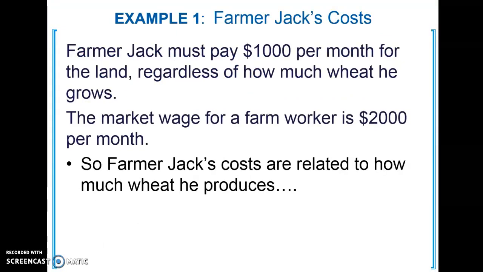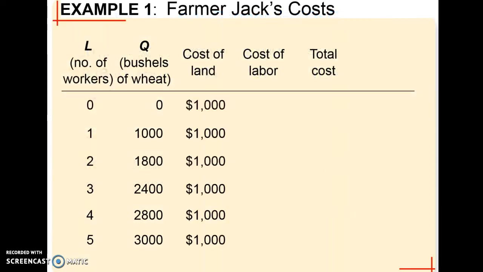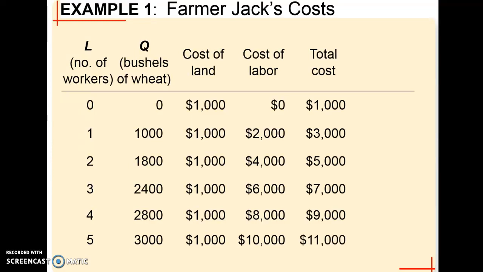So in this example, Farmer Jack must pay $1,000 per month for the land regardless of how much wheat he decides to grow. The market wage for a farm worker is $2,000. So Farmer Jack's costs are related to how much wheat he produces. So the cost of the land is fixed, doesn't change. The cost of the labor, of course, is going to go up as you hire more workers. Your total cost is also going to rise as you hire more workers.